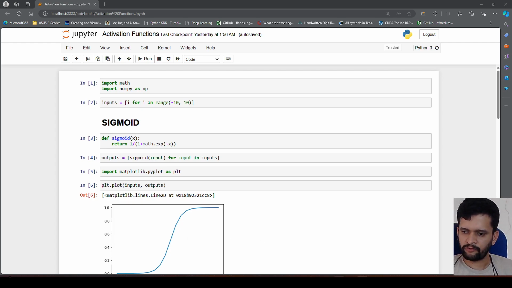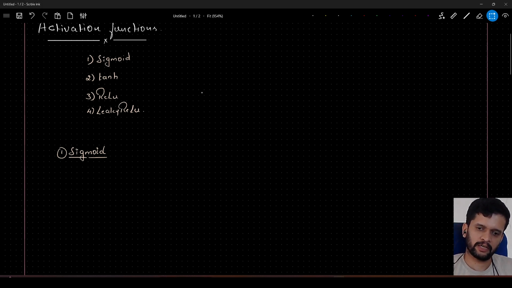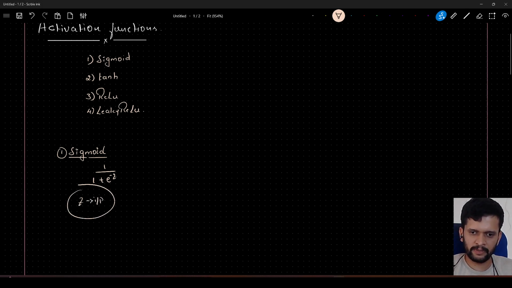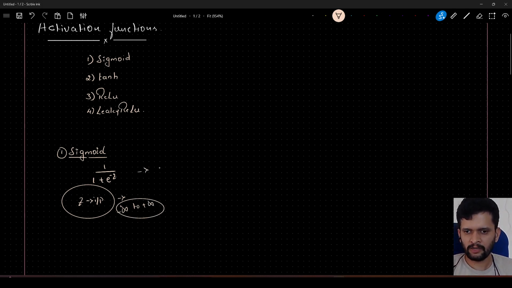We know that the formula for sigmoid is given as 1 by 1 plus e to the power minus z. So z is our input and this can be ranging between any numbers, right? Minus infinity to plus infinity. So it can have any inputs. But the outputs will always be between the range 0 and 1. So whatever numbers we give to it as input, we always have the outputs between 0 and 1. So this is what it does.